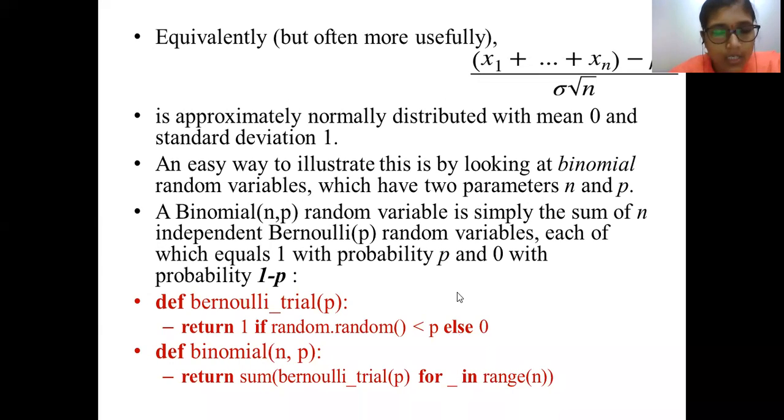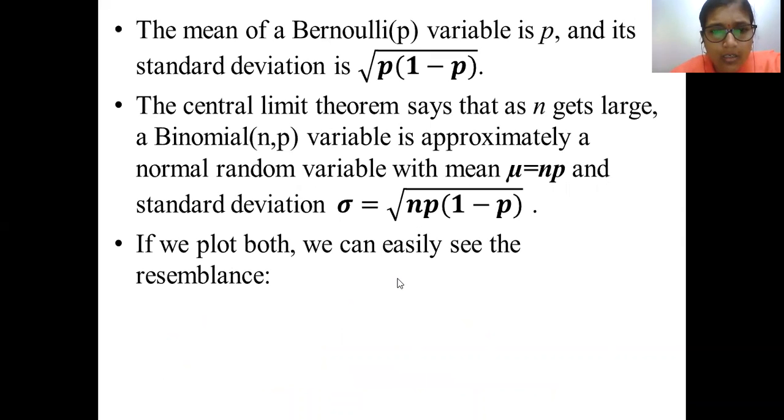A binomial random variable is simply the sum of n independent Bernoulli random variables, each of which equals 1 with probability p and 0 with probability 1 minus p. This trial we can perform by using this code. The mean of a Bernoulli variable is p, and its standard deviation is root of p times 1 minus p. The probability of having that number is p for 1.